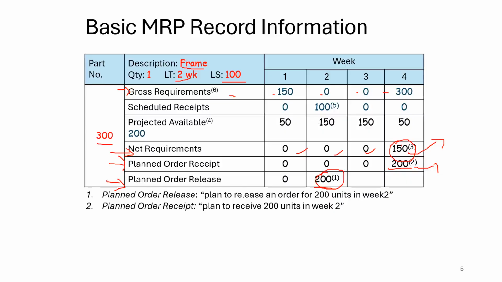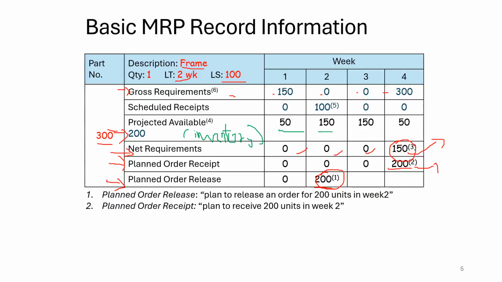Next, we have the projected available, which tells us the number of components left at the end of each week after satisfying the demand. So it's more like the inventory in the MPS system, and it tells us that in week 1, after we satisfy the gross requirements of 150 units, we are still left with 50 units in stock. Similarly, in week 2, after we satisfy the demand for 0 units, we are left with 150 units in stock.